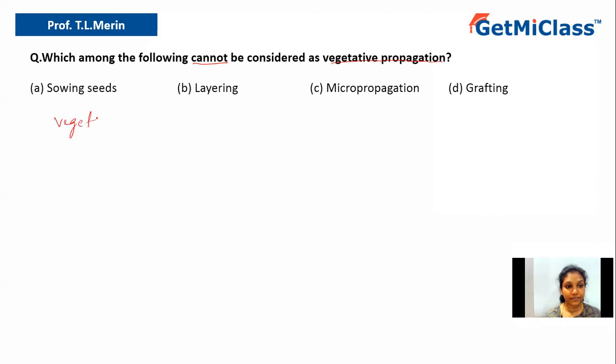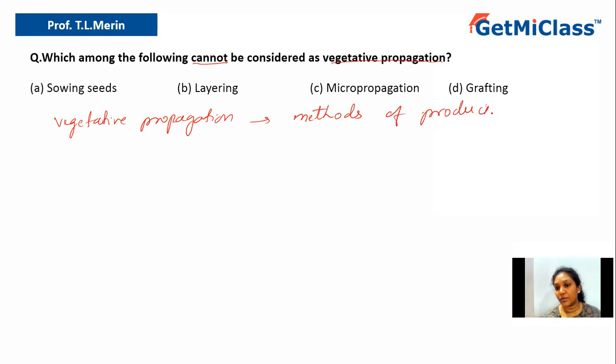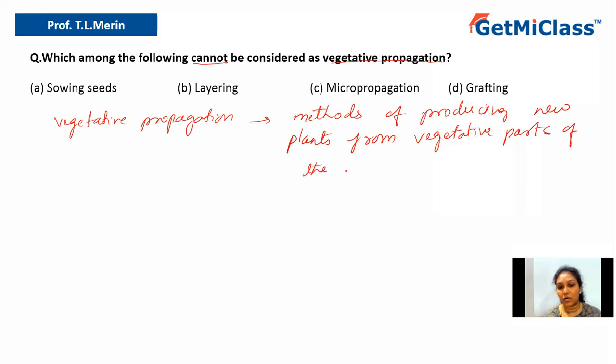Vegetative propagation is a method, or you can say a process, by which the vegetative parts of the plant are used for reproduction. It involves all the methods of producing new plants from vegetative parts of the plant. The vegetative part can be anything depending upon the type of plant.